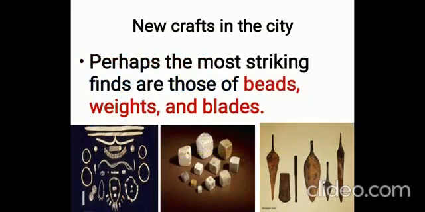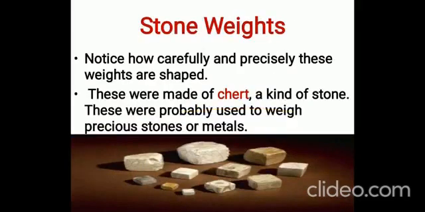Perhaps the most striking finds are those of beads, weights, and blades. Archaeologists found many types of beads, weights, and blades from these Harappan cities. So you can see the pictures of beads, weights, and blades which were found by the archaeologists from Harappan cities.